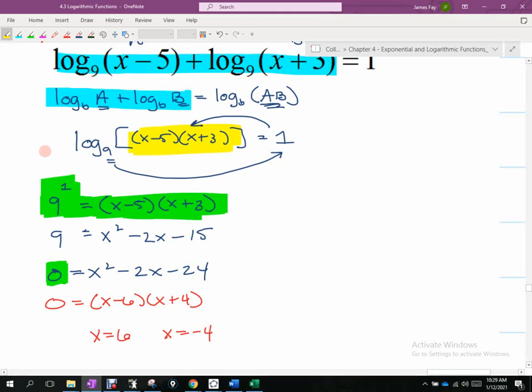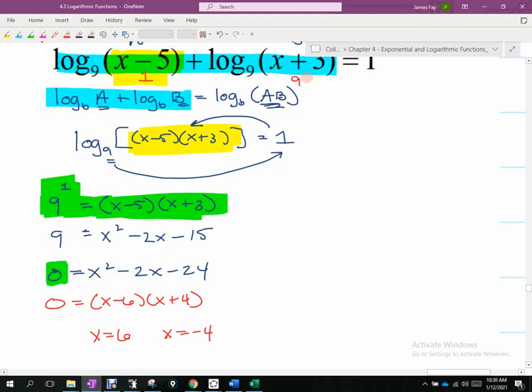We just want to make sure that when we plug our x's back in, if I plug x to be 6, is it okay right there? Is 6 minus 5 okay? What kind of numbers am I looking for in my argument? That gives me 1, and that's okay, right? I'm looking for positive numbers in my argument, right? If I plug 6 in here, it gives me 9. I'm okay with that, okay?